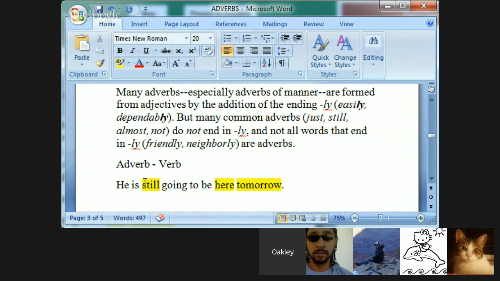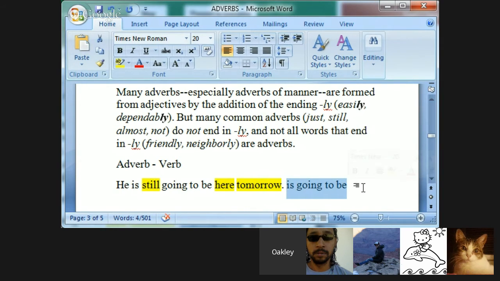Okay. What is "still" modifying? Going. Well, okay. Actually, how many "be" verbs do you have here? Okay, you've got "is going to be," right? You've actually only got one verb here.